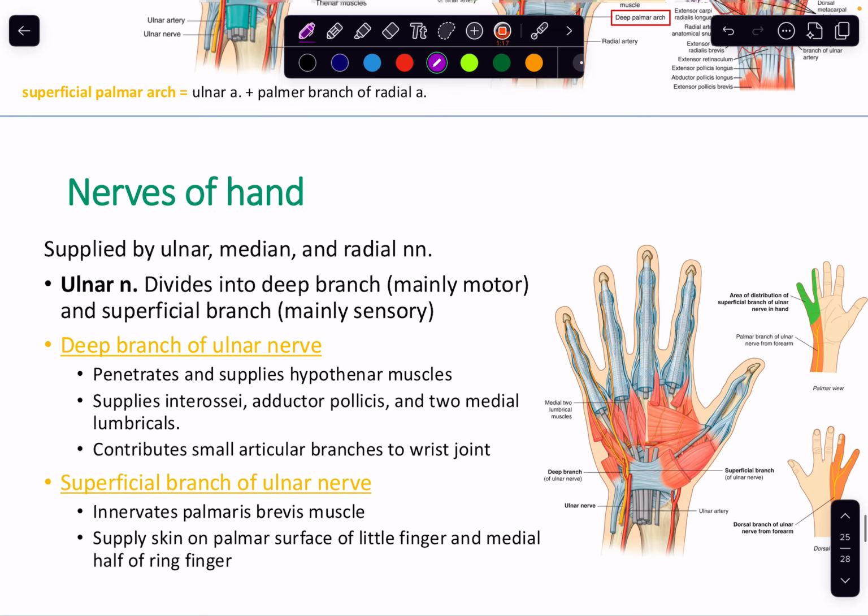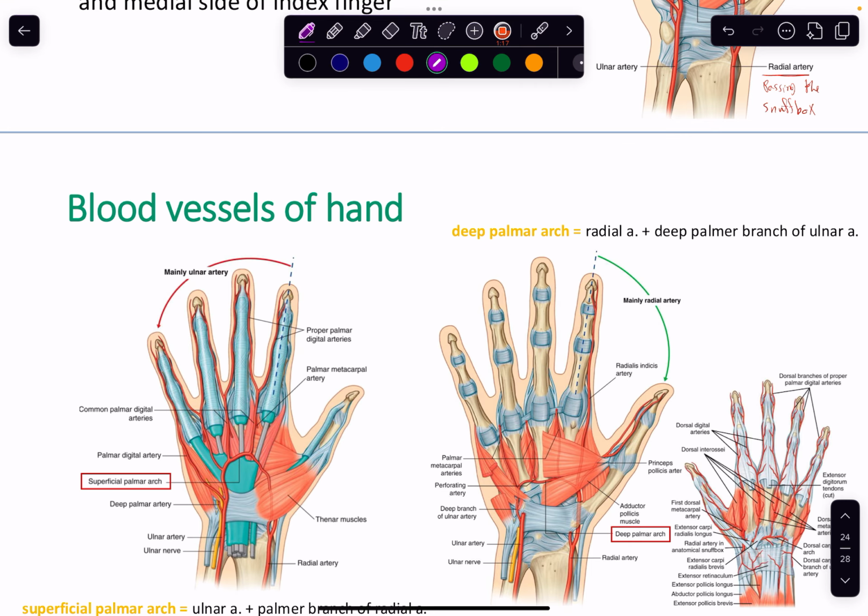Again, the only clinical thing that is important here is this dashed line: the index finger and the medial side are mainly supplied by the ulnar artery. Yeah. The medial index finger and thumb by the radial, right? Yeah.